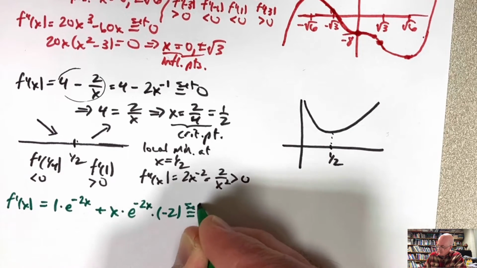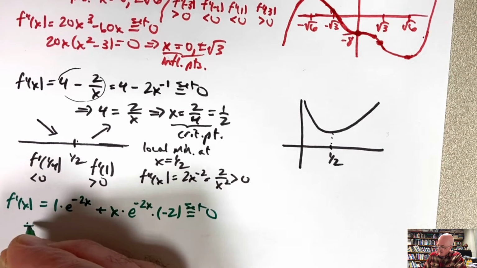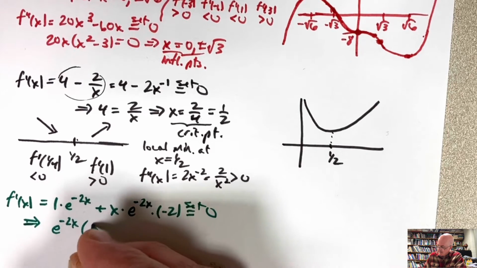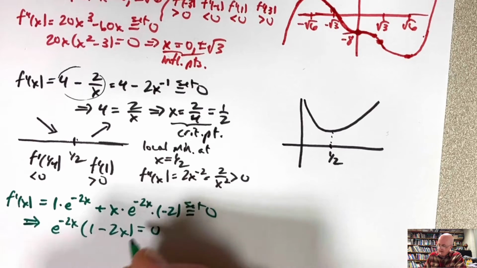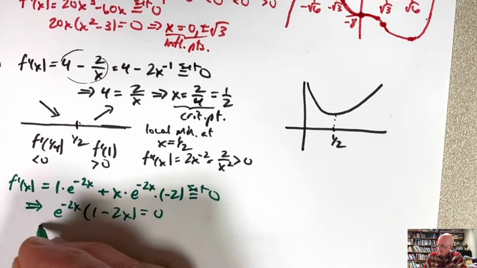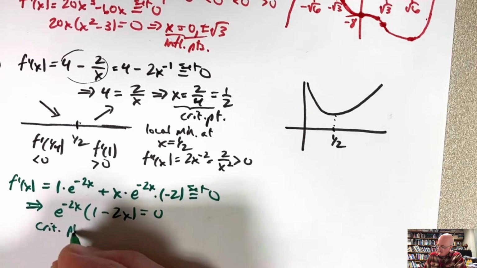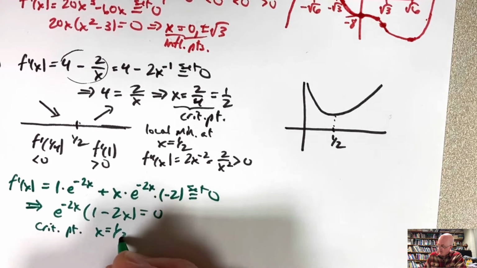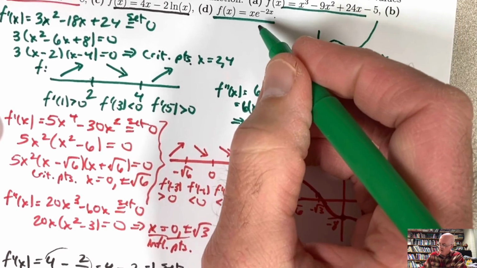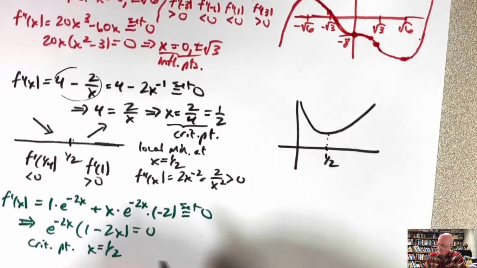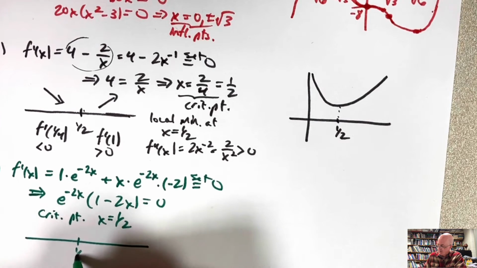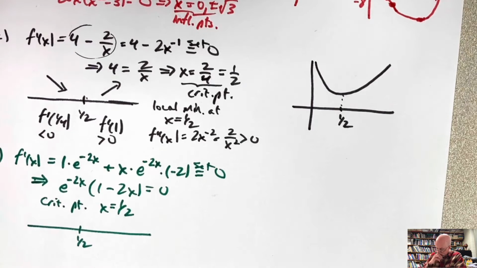Set that equal to 0, solve for x. You can factor out an e to the negative 2x and get this. e to the negative 2x is never 0, so the only way this is 0 is when 1 minus 2x is 0, so your one critical point is at x equals 1/2. However, unlike the previous part, part C, this is defined for all x, not just x positive. So if I want to think about the first derivative test and think about a number line, I could plug in negative values for x.